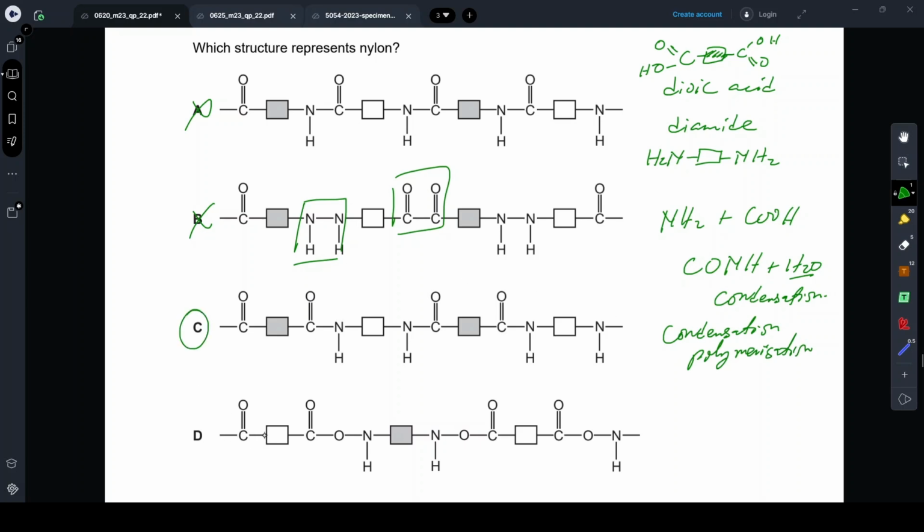Right. What's the problem with this one? Because C and O are together. So the acid has both its oxygens left, it's only lost a hydrogen, and so basically what they're suggesting is what's lost is a hydrogen molecule, which is not what happens.